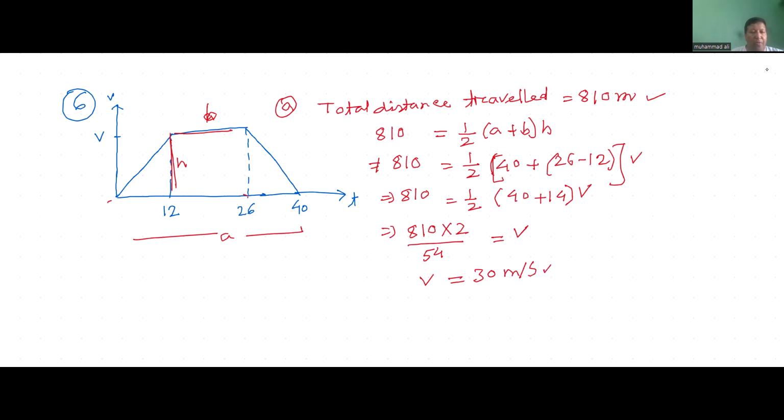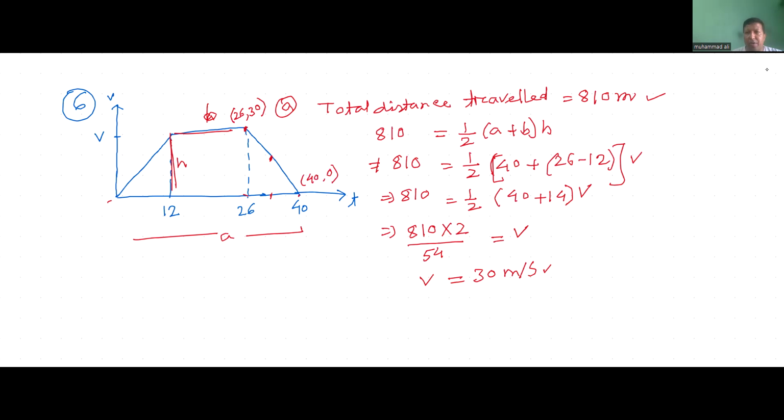Part B, the rate of change of the speed when t equals 40. Obviously t equals 40 here. So if you want to find the rate of change of the speed, we may consider this is one coordinate. This coordinate is 26 and the v value is here 30. We also consider this is another coordinate, this is 40 and the v value is 0.